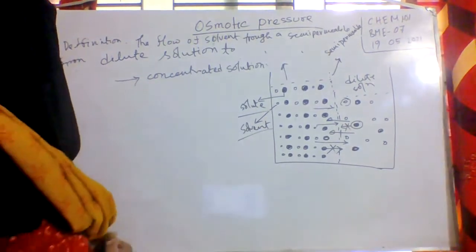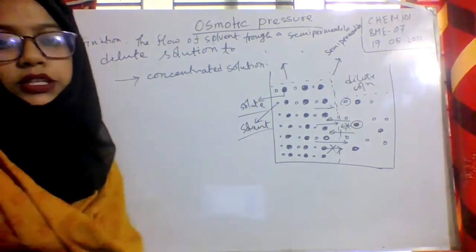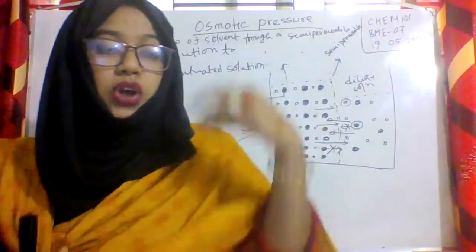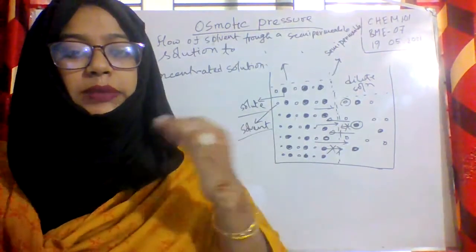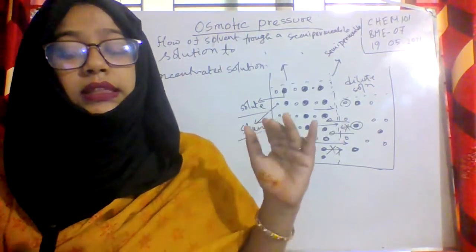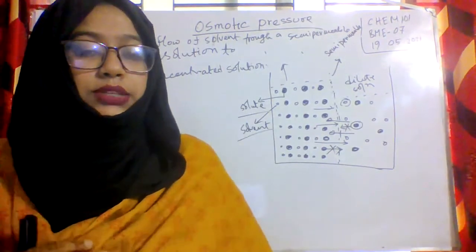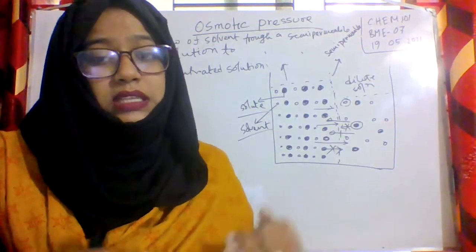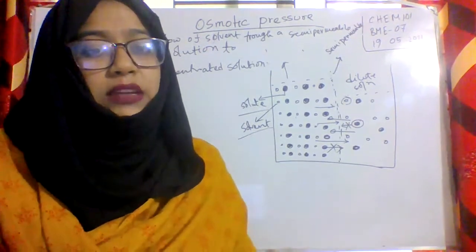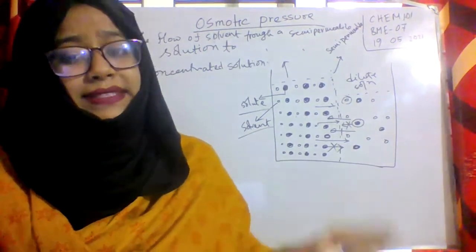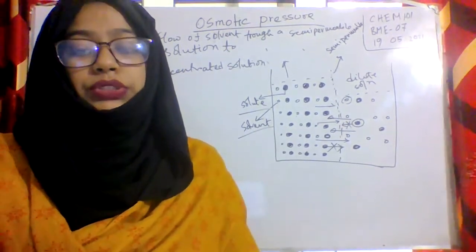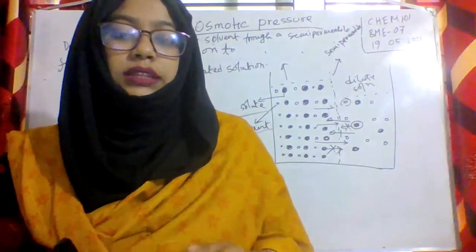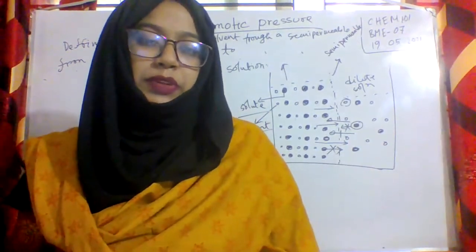Okay, from dilute solution to the concentrated solution. And what is the osmotic pressure? To stop this flow, we have to give some pressure. And the pressure that is created by the flow of the solvent during the osmosis is called the osmotic pressure. That means osmotic pressure is the external pressure that is applied to the solution in order to stop the osmosis of the solvent that is separated by the semi-permeable membrane.